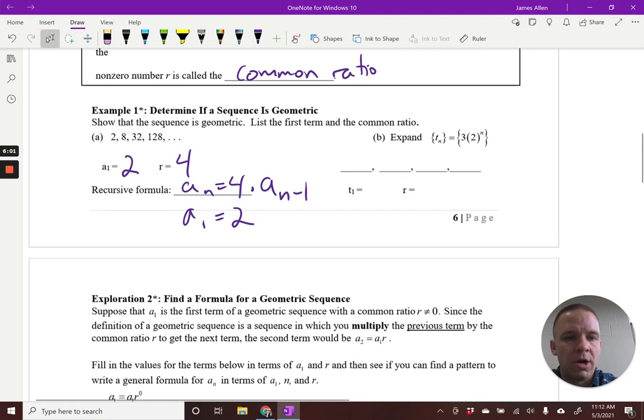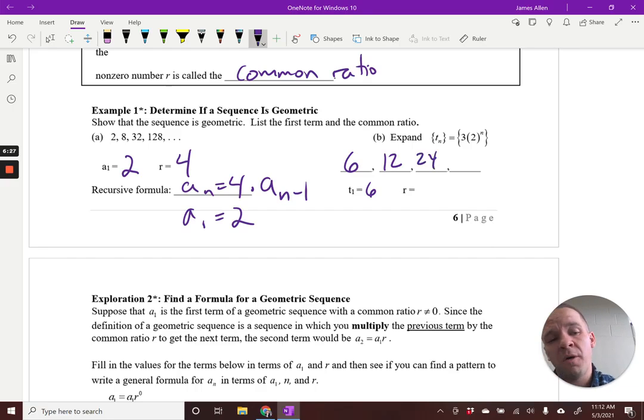Expand. So first term, I just put in 1 for n. 2 to the first power is 2 times 3 is 6. So t sub 1 is 6. My common ratio, what's that? Let's wait a sec. If I plug in 2 to the second power, that's 4 times 3 is 12. And then 2 to the third is 8 times 3 is 24. 2 to the fourth is 16 times 3 is 48. What's happening each time? It's doubling, right?